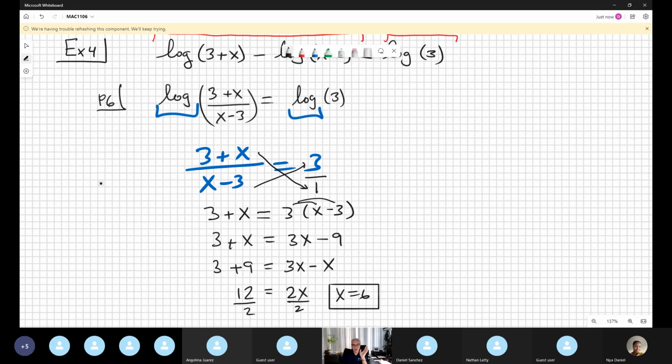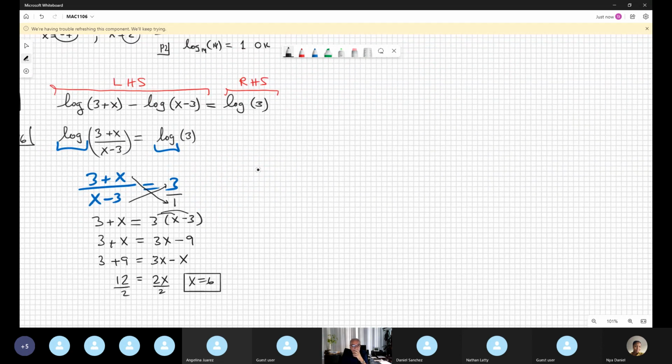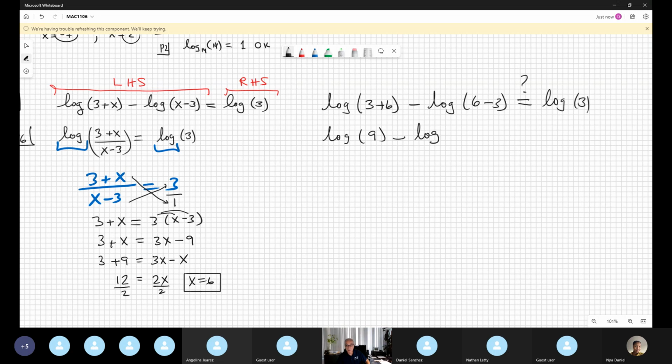I need to verify, of course, always, you have to. To verify in the original equation, I need to prove somehow that log of (3 + 6) minus log of (6 − 3) should be equal to the statement, logarithm of 3. This is relatively easy, because this is logarithm of 9: 3 plus 6 is 9, minus logarithm of base 6 minus 3 is 3.